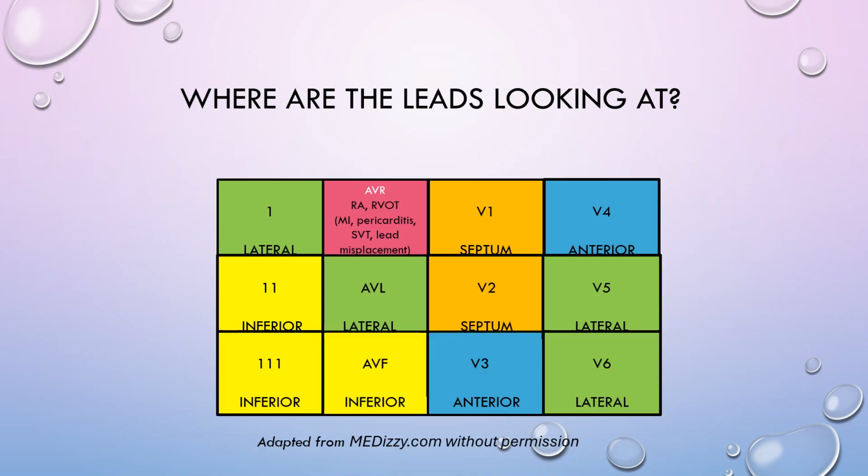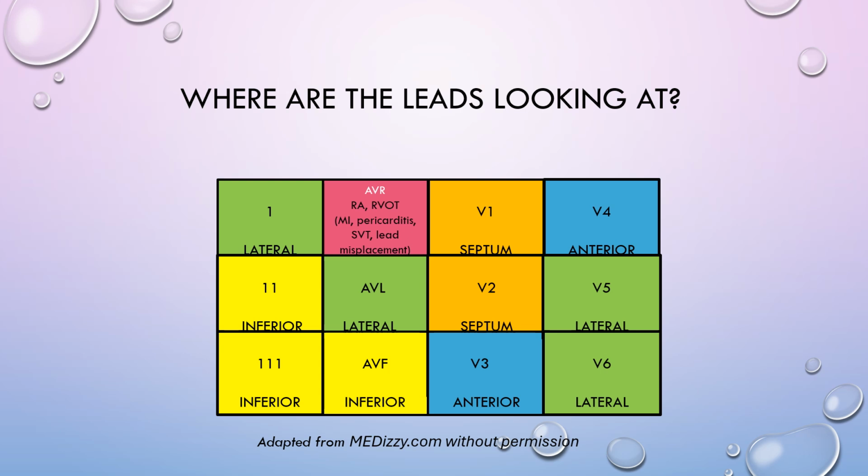So where are the leads looking? This schema is color-coded, and it shows us that if we follow from the green, forest green, leads 1, AVL, V5, V6 look at the lateral wall of the heart. We now go to the yellow scheme, and these yellow leads look at the inferior part of the heart. Leads 2, 3, AVF. Leads V1 and V2 look at the septum, and then V3 and V4 look at the anterior wall of the heart.